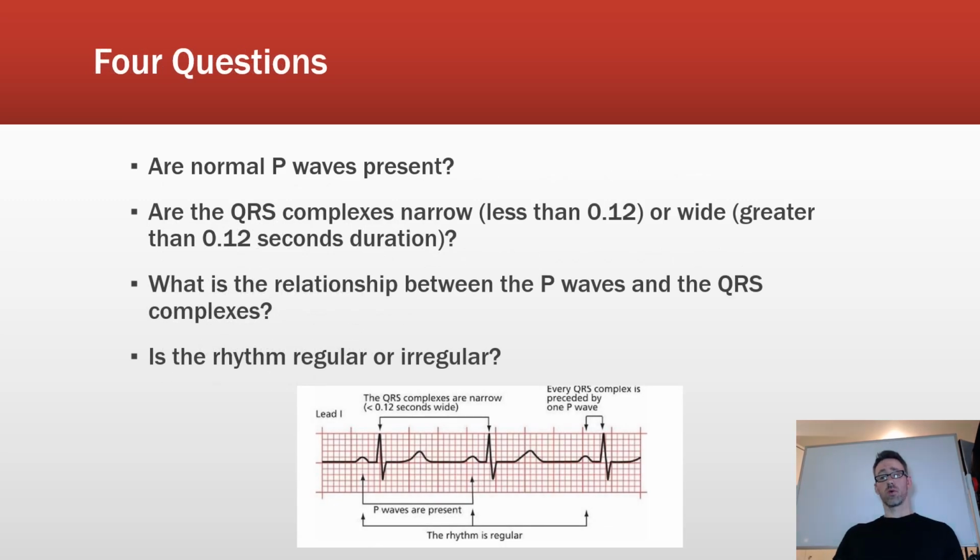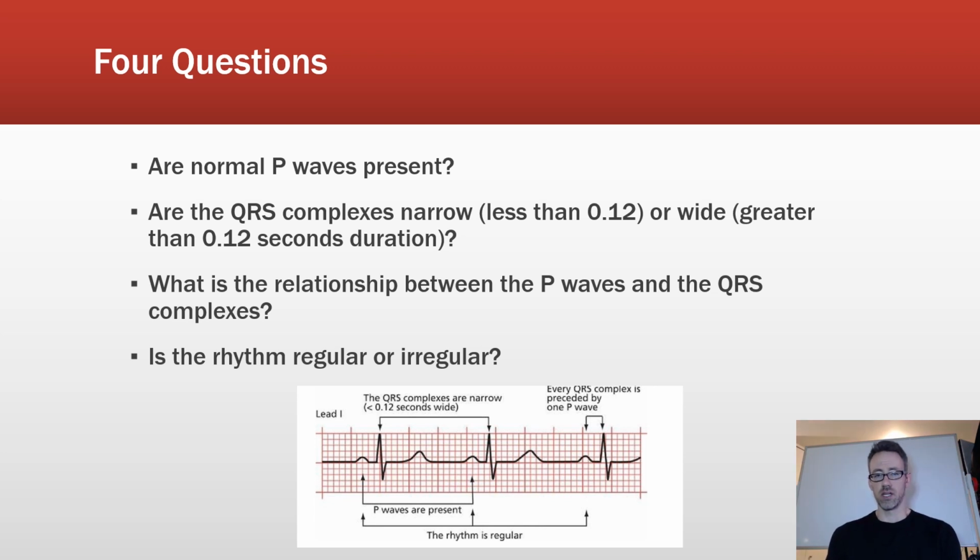So, there are 4 questions that are good to ask when you're assessing rhythm. What you want to look at first is the P waves. Are there normal P waves present? We discussed some of the things that could look abnormal, if they're too tall or too wide. But other things to assess for is, are they there at all? Where are they in association to, say, the QRS, for example?